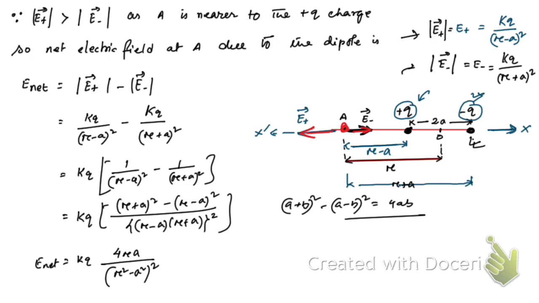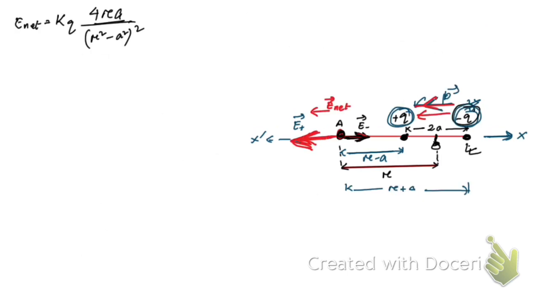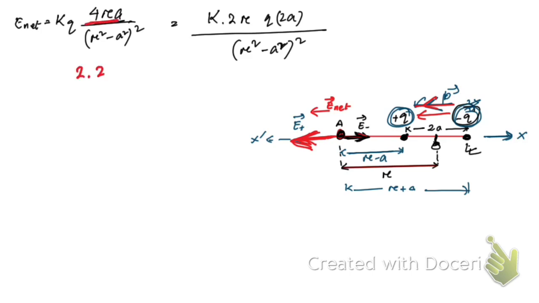Okay, so this is the last expression we have got. Here it can be written this way. This 4RA can be written as 2 into 2RA. So then what we have done here, we have written K 2R Q into twice A, because Q twice A is nothing but dipole moment, right? Dipole moment.